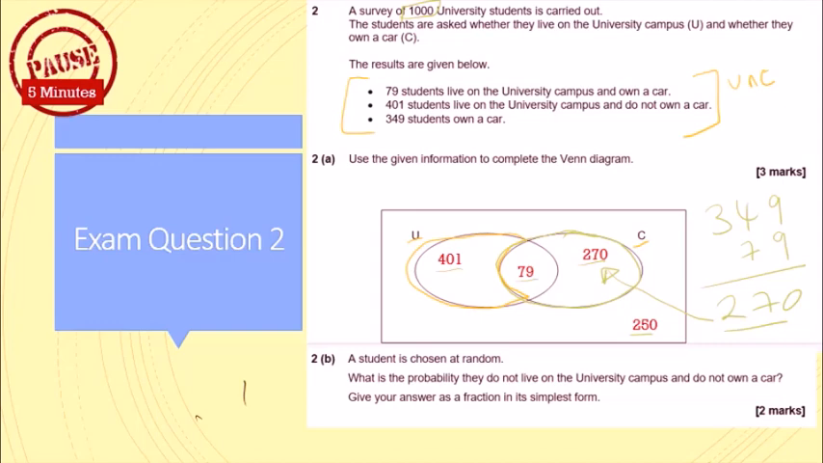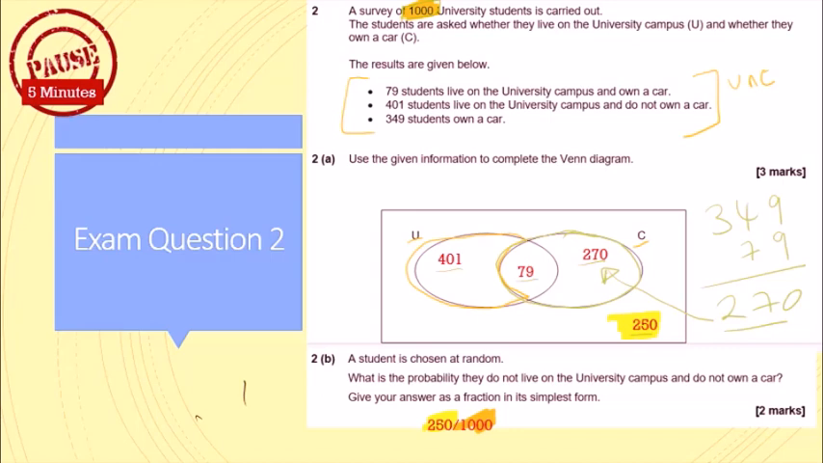Okay, a student is chosen at random. What is the probability they do not live on the university campus and do not own a car? Give your answer as a fraction in its simplest form. Okay, there are 250 students that do not own a car or live on the university campus. There are 1,000 university students altogether. So the fraction would be 250 out of 1,000.